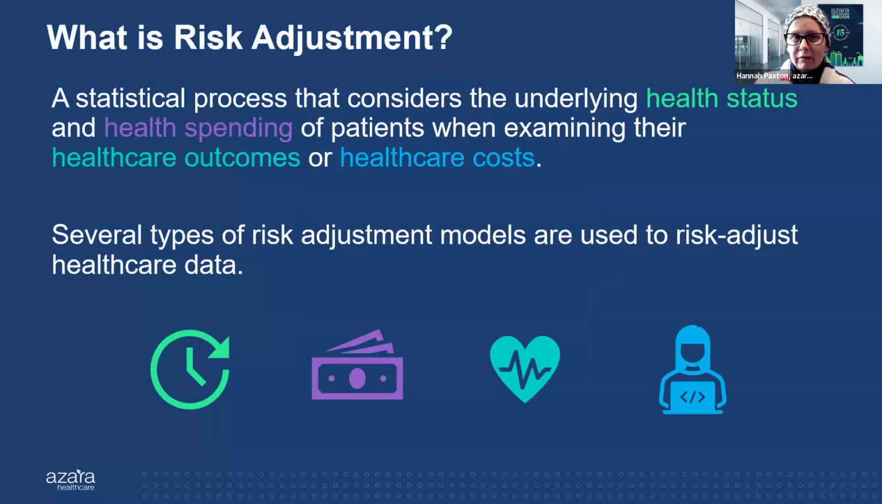And so again, to level set, what is risk adjustment? Why are we talking about this? It is a statistical process that considers the underlying health status and health spending of patients when examining their health outcomes or healthcare costs. And while there are numerous ways to risk adjust, we're going to talk about 2 specific ones.